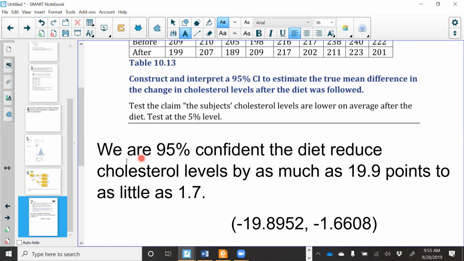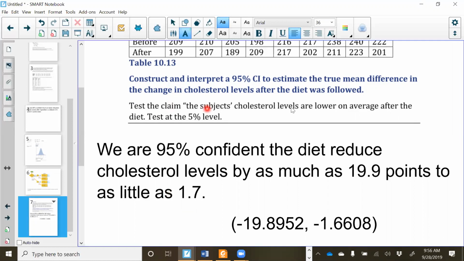So I worded my conclusions: we're 95% confident that the diet reduced cholesterol levels by as much as 19.9 points to as little as 1.7 points. You could reverse those, and I guess it's just about phrasing it so it makes sense, and talking about how much you reduce the cholesterol levels. Okay, so that's the confidence interval.